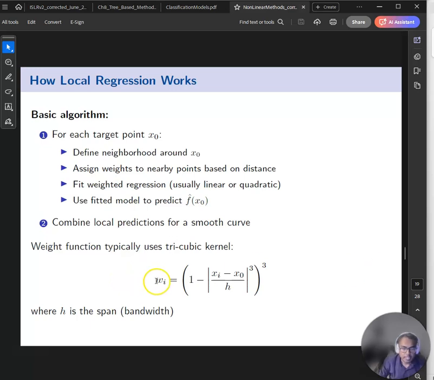The weight is calculated using this function. It's what we call a tri-cubic kernel. The term h over here is called the span or the bandwidth. It determines the size of the neighborhood used for each local fit. This is a critical parameter that controls the smoothness of the resulting curve. This approach allows the regression function to change its shape across different regions of the data. It's like having a different model for each part of your data with smooth transitions between them.